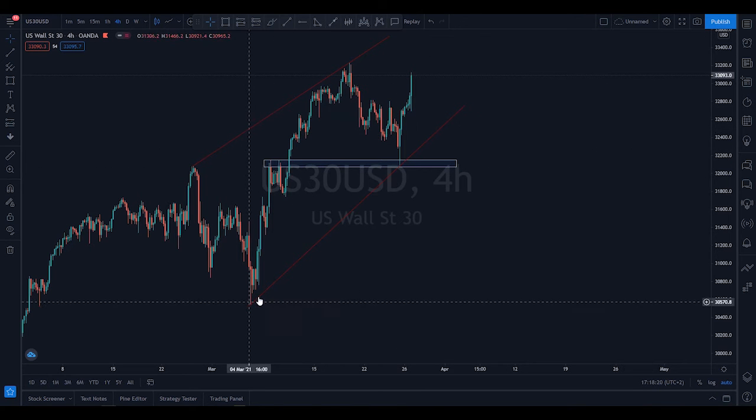And how do I see that? We look at the trend line: we have two touches on the higher high, two touches on a higher low, and two touches on the higher high.